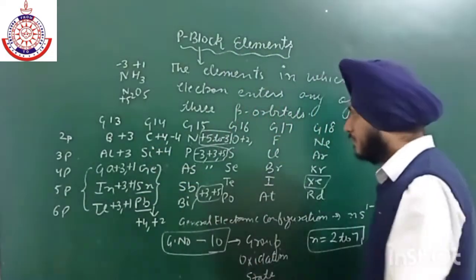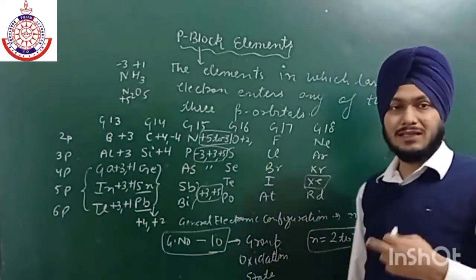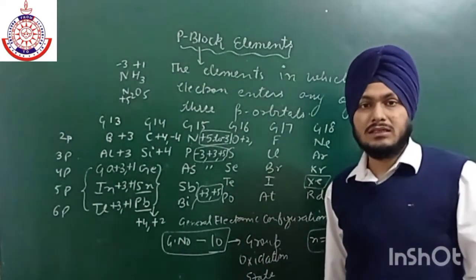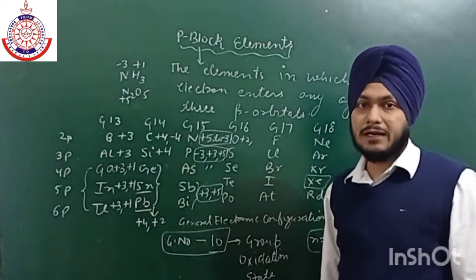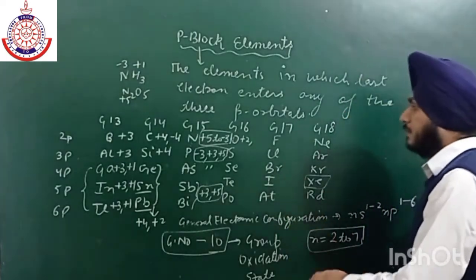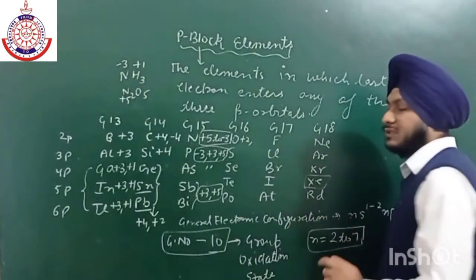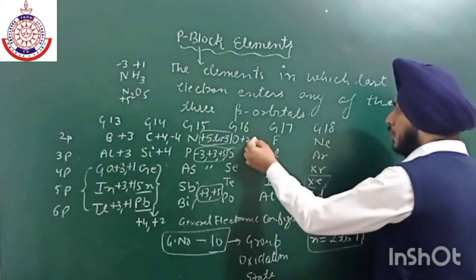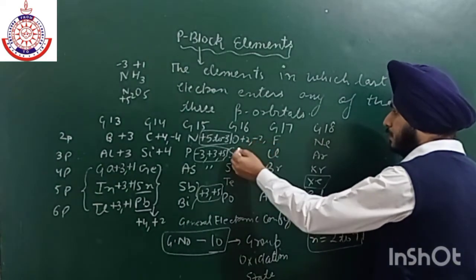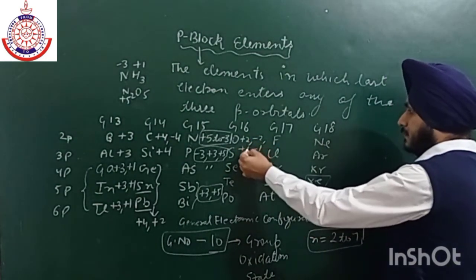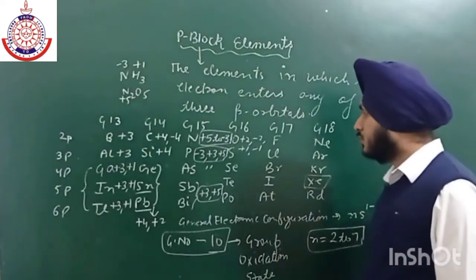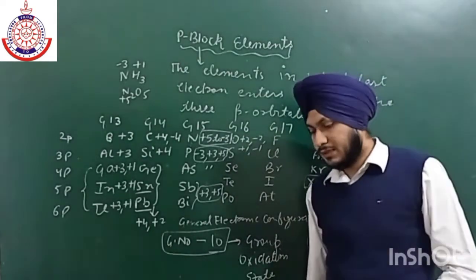Okay, so the first member of all the group elements has a different behavior than that of the rest of the elements. So oxygen is able to show +2, -2, +1 and -1. Okay, so it is able to show +2, +1, -2 and -1.